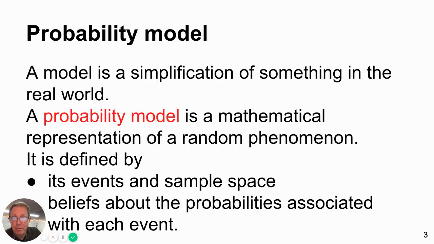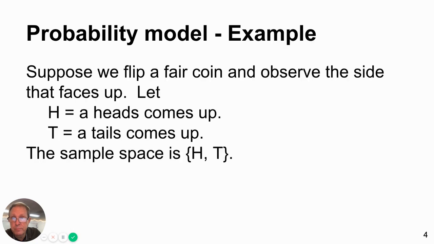And as a reminder, a probability model is a mathematical representation of a random phenomenon, and it has three elements. It is defined by its events, sample space, and beliefs about the probabilities associated with each event. Let's do a very simple probability model. Suppose we flip a fair coin. I'm going to let my event H be that a heads comes up, my event T be that a tails comes up. So since I'm flipping just one coin, my sample space is simply {H, T}. Those are all possible outcomes.